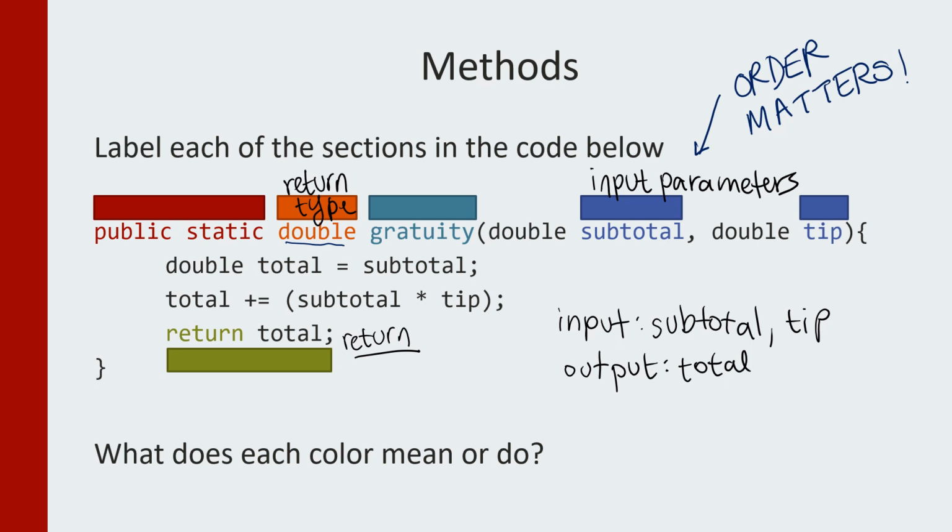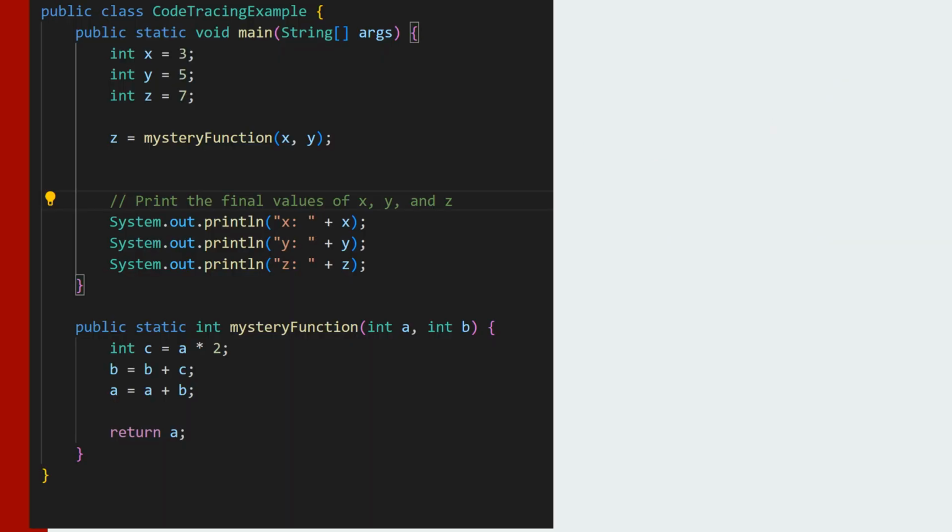Okay? So now let's put a method into context with the rest of the code. So here I have a code tracing example that has a main, and it has a call, as you can see here, to a particular method, which is below it. When you are doing this tracing that has a main method and then has some other method in it, there's going to be basically 3 steps.